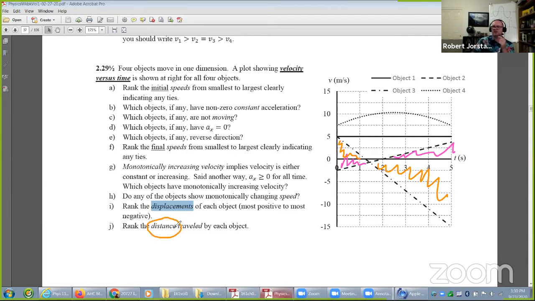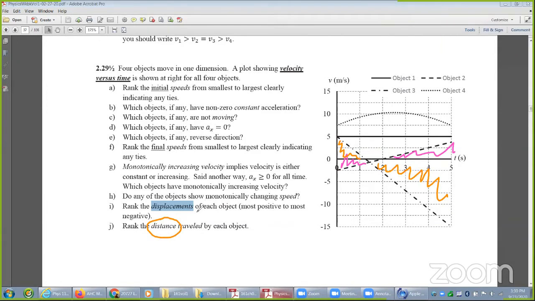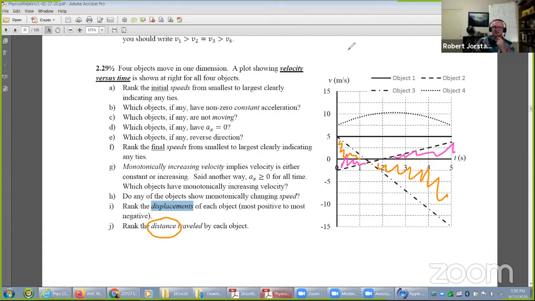Distance is the one where you just always get the positive. Does that make sense? Yeah, I always mix those two up. Yep. And that's why we're doing this, right? So yeah, totally expected to.